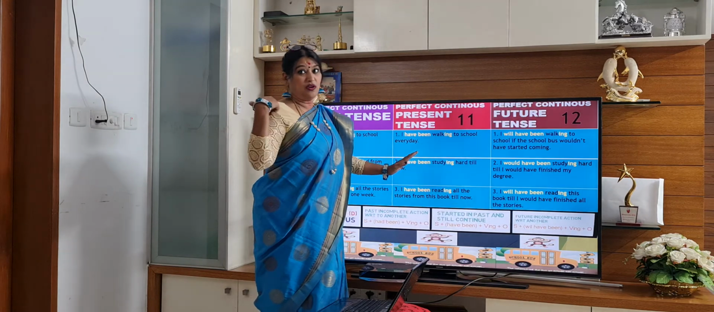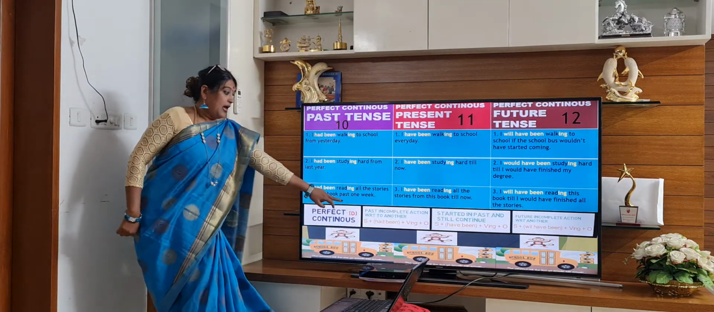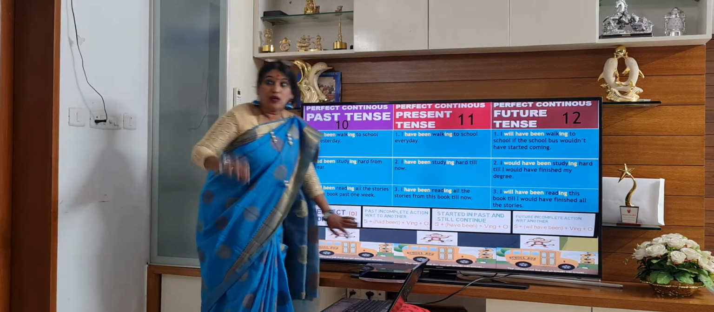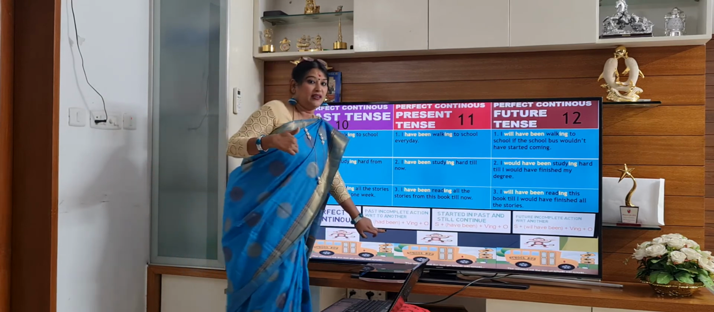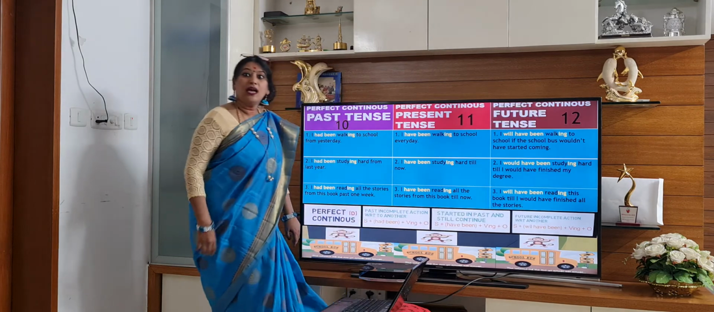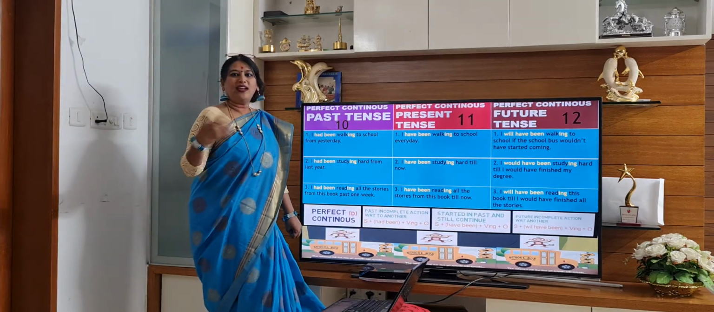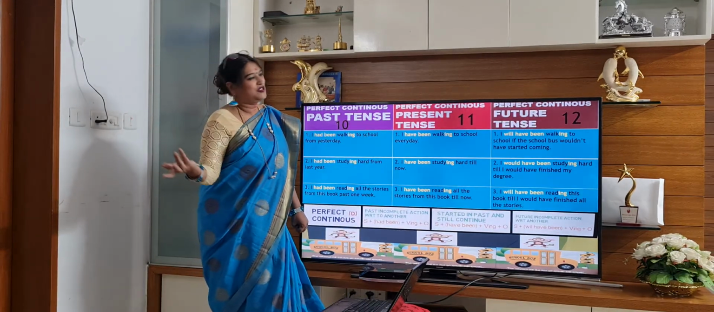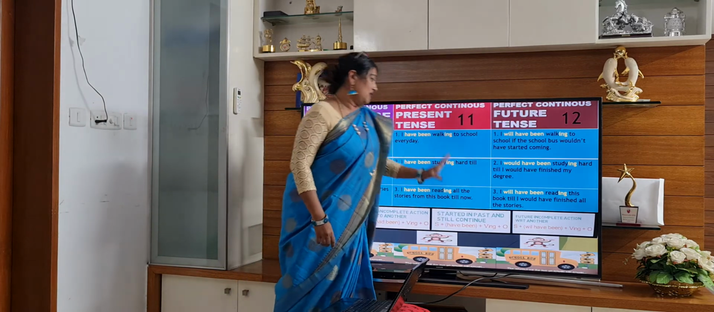Present tense. Past, what you're supposed to use? Had been, not only had. It's had been. Okay. Now here you have to use have been. What do you have to use? Have been, and again verb's first form plus ing. Sorted.